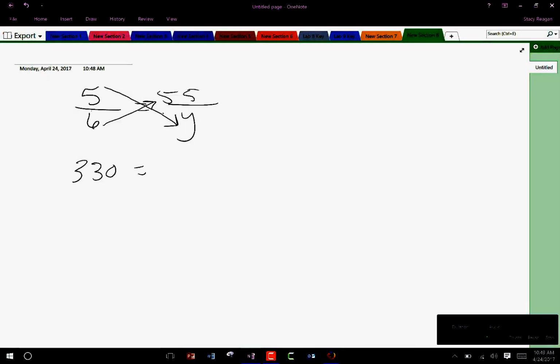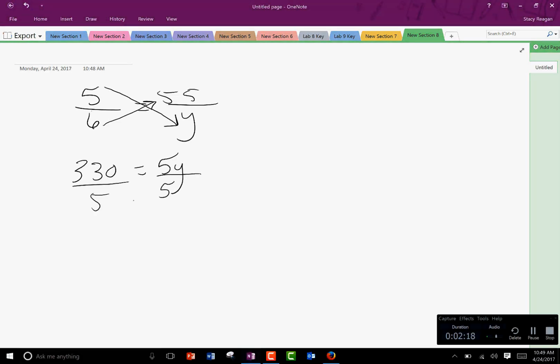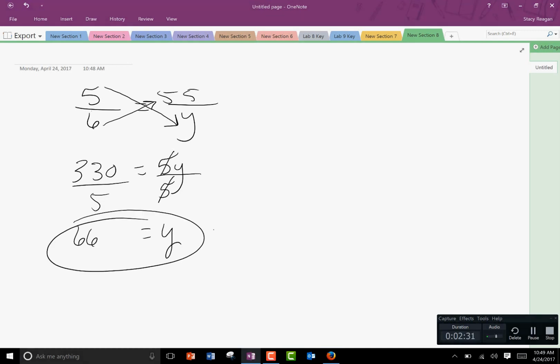And I'm going to multiply these two. When you multiply a number times a letter, you just get the number and the letter. And you're always going to divide by the number sitting beside the letter. So on this side, 5 divided by 5 cancels and you're only left with the letter. Then you take your calculator and do 330 divided by 5 and you get 66. So the answer to this proportion is 66, and this was the original. If I put 66 in there, I can check it.